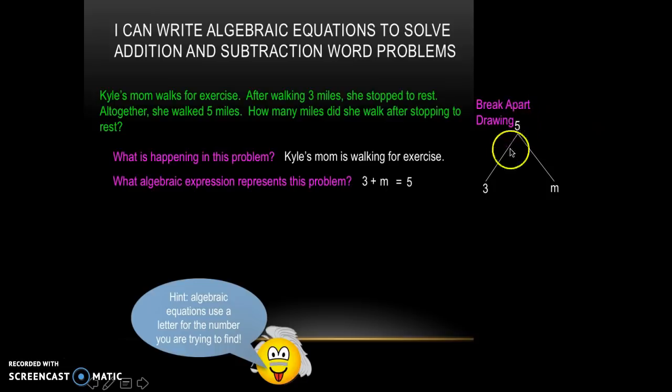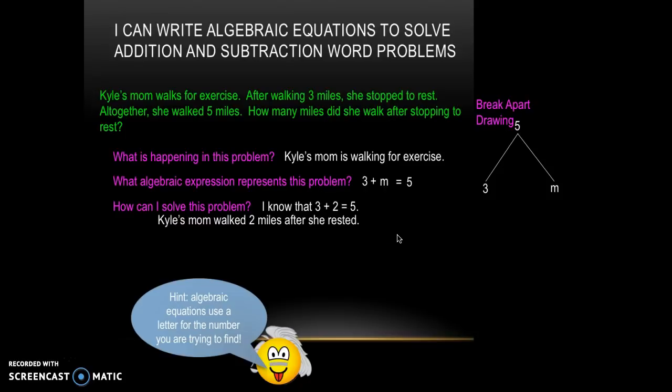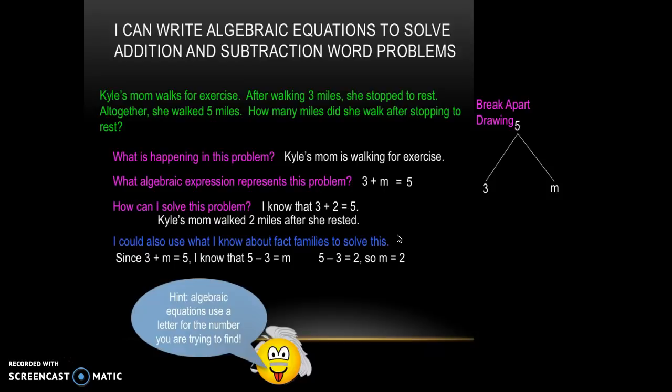So we've got 3 plus something equals 5, and we also know that we can take 5 minus 3, and it will give us what's missing here. So this is easy to do in our head. We know that 3 plus 2 is 5. But if we were working with bigger numbers and didn't know that, we could take the 5 and subtract 3, and that would give us our 2. So we know that Kyle's mom walked 2 miles after she rested.